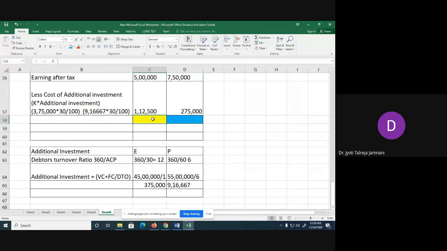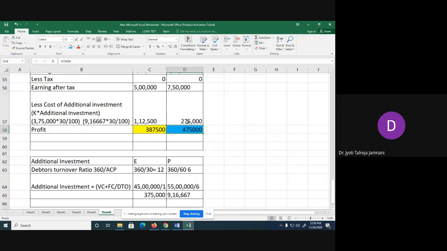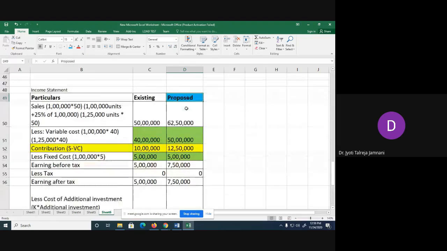Okay, now if I minus this from earning after tax, 5 lakh minus 1,12,500 is 3,87,500. And in the next case, 7,50,000 minus 2,75,000 is 4,75,000. Which one is the highest profit? 4 lakh 75 thousand, the proposed plan, is the highest, so we will go for the proposed plan, that is the highest profit.